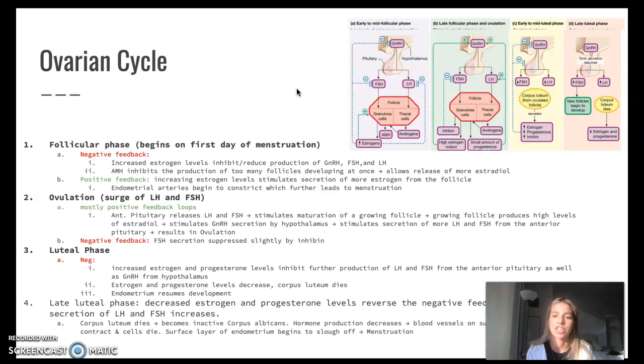The next stage is ovulation, which is marked by the end of the green box in the picture. It's marked by a surge of LH, and there are also rising levels of FSH, but LH skyrockets. It's mostly positive feedback here. This is days 12 to 14. The anterior pituitary releases LH and FSH, which stimulate the maturation of a growing follicle. The growing follicle then produces high levels of estradiol, which stimulates GnRH secretion by the hypothalamus, which subsequently stimulates secretion of more LH and FSH from the anterior pituitary and results in ovulation.